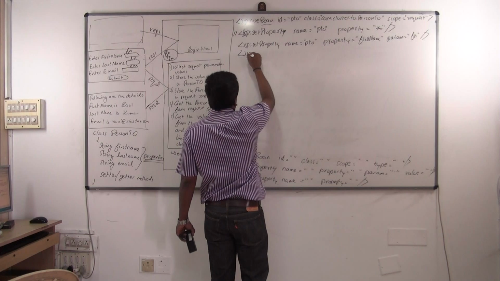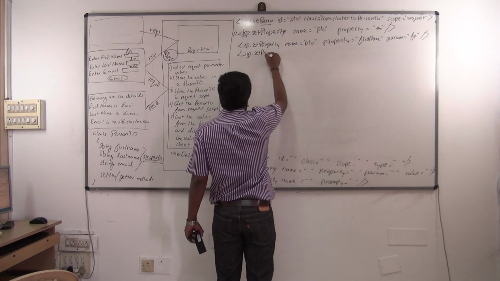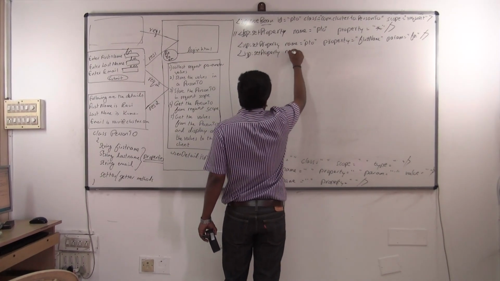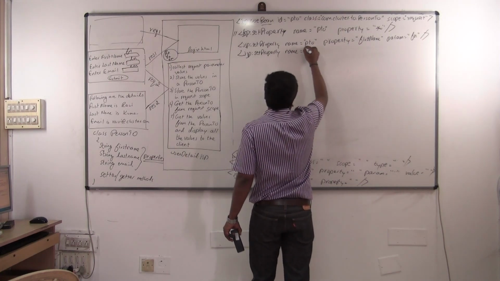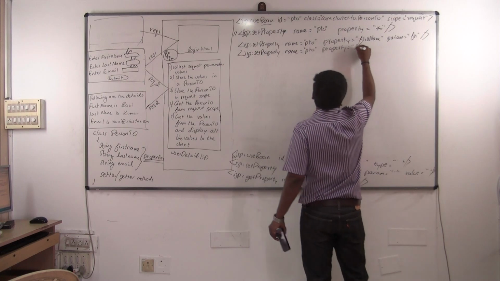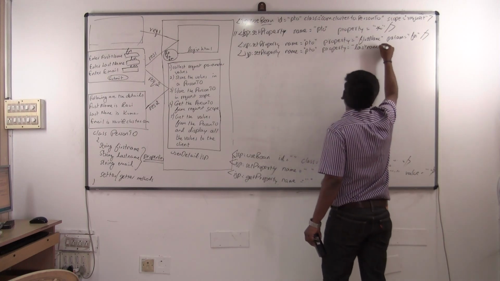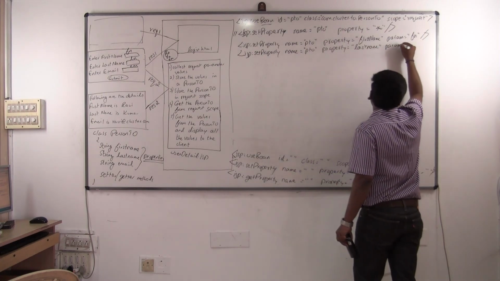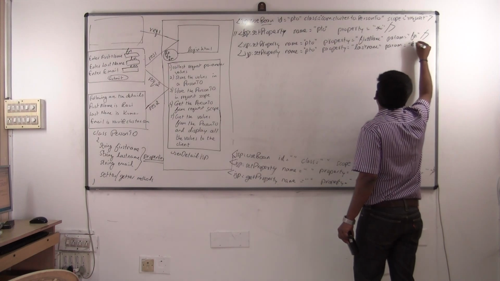So that's why you have to go on writing JSP colon setProperty name is equal to TO, property is equal to last name, param is equal to ln.